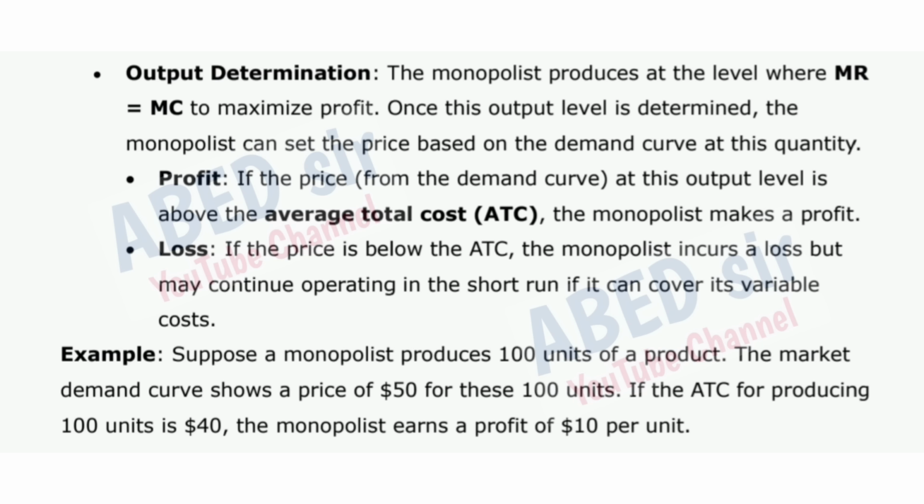Example, suppose a monopolist produces 100 units of a product. The market demand curve shows a price of $50 for these 100 units. If the ATC for producing 100 units is $40, the monopolist earns a profit of $10 per unit.